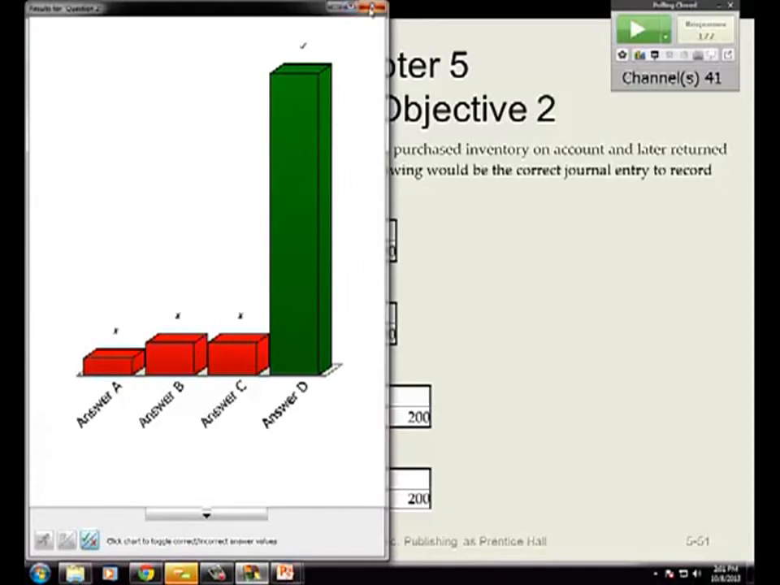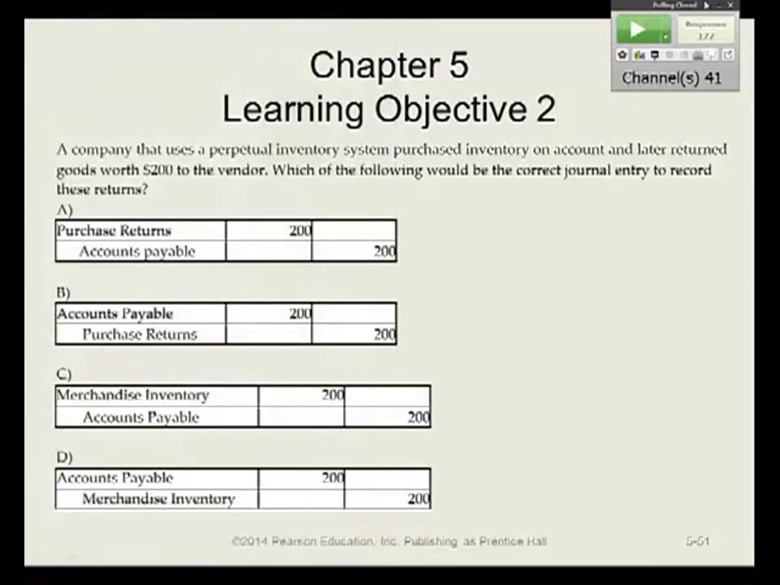Okay, so again, in C, if you pick C, a debit to inventory increases it. You just returned it, you're not going to increase inventory. And a credit to accounts payable increases it. And if you return something, again, you don't owe more. So D is the correct answer.